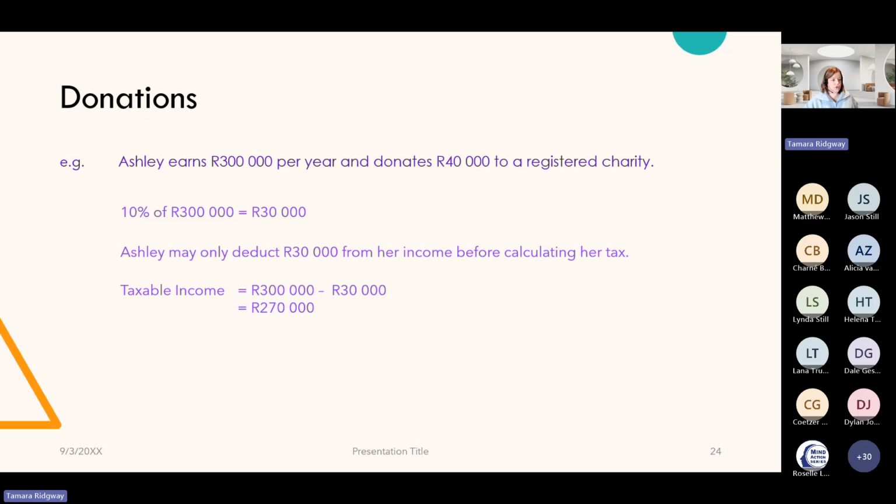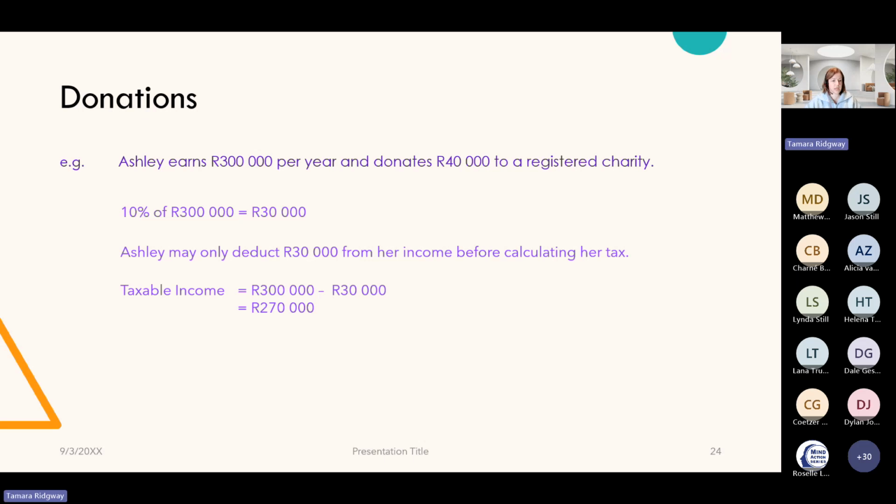Okay, so just to recap, we did tax deductions. We looked at the 3 different calculations, different understanding of the 3 things that you can deduct before working out your tax.